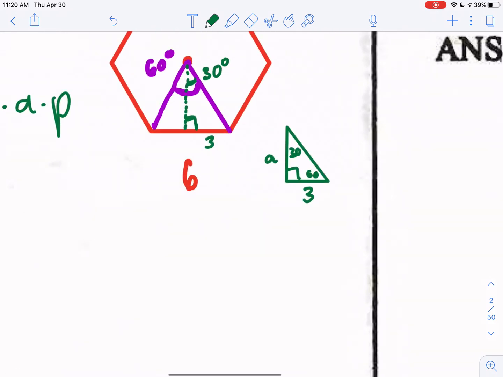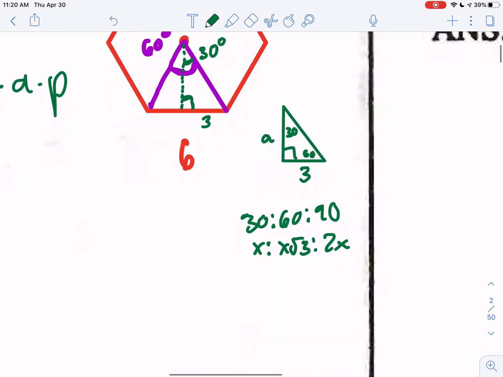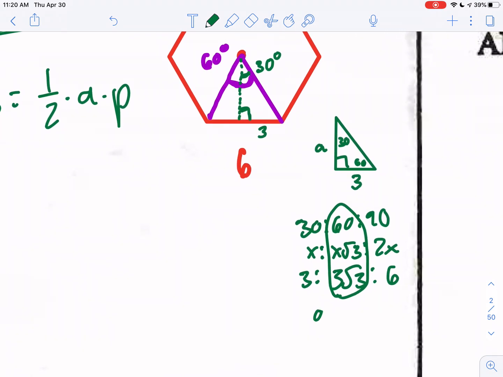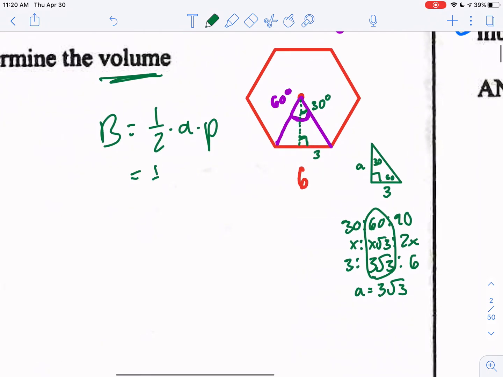To do that, we have our 30, 60, 90. Don't forget your ratio. Hopefully you have a tattoo of it already. So we have the 30, so that's 3. And we can easily just plug that into the others. Boom. So your A, which is opposite to 60, is 3 radical 3. And we simply just plug that in, 1/2, 3 radical 3.